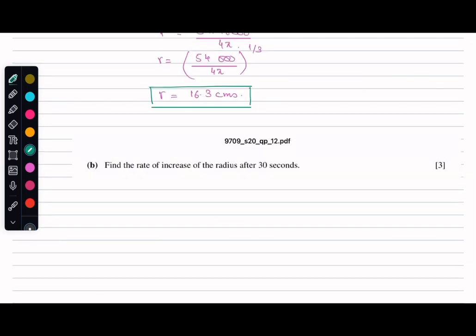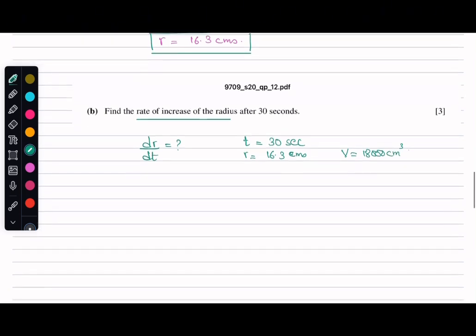Part B of the same question says find the rate of increase of the radius after 30 seconds. So here they are asking for dr by dt after 30 seconds, meaning when our time is 30 seconds. We already know that when time was 30, the radius of this balloon from part A was 16.3 centimeters, and the volume was 18,000 centimeter cube. This is the data that we have already calculated.